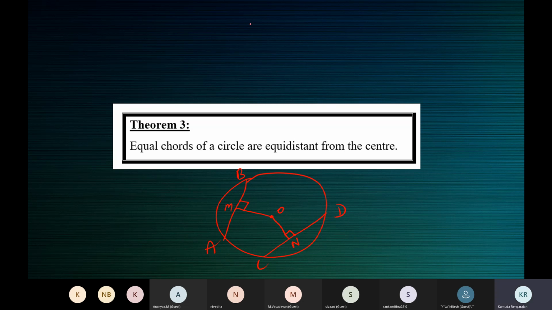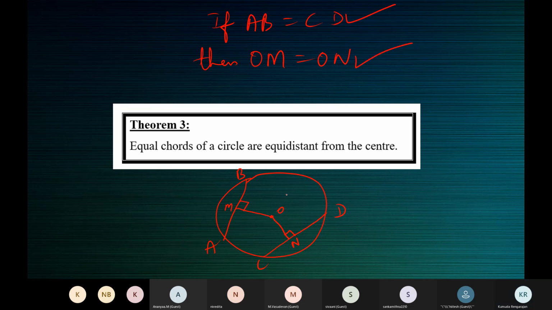Now the theorem is, if AB is equal to CD, then the distance OM is equal to the distance ON. This is the theorem. Equal chords are equidistant from the center. If the two chords are equal in length, then their distances from the center are also equal.